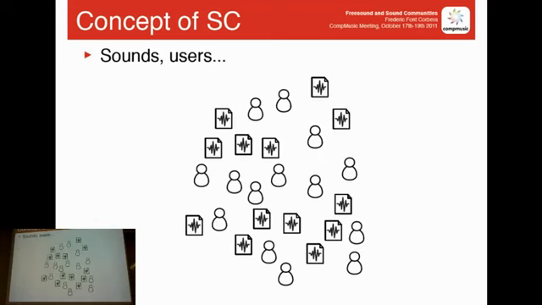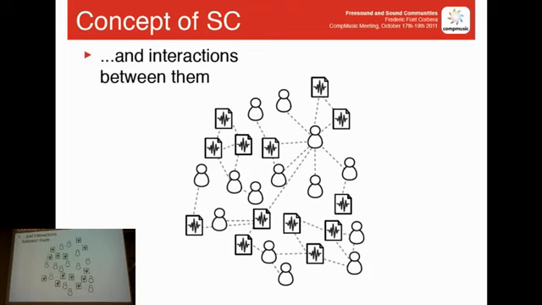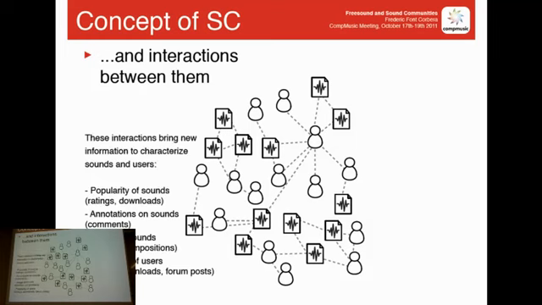So we have sounds and users, but what's even more important is that we have the interactions between them, the relations, and this is where we can find relevant information, because by analyzing these interactions, we get new ways to describe new features, new characteristics of these sounds and users.